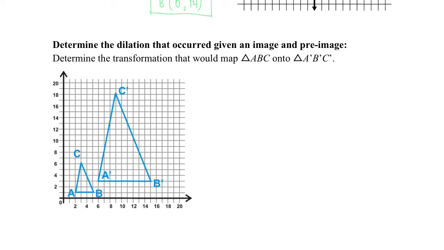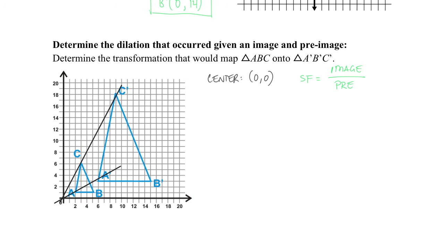So I'm going to do C and C prime. So it looks like that. That's a terrible line, forgive me. It's a little bit better. And now let's do A and A prime. So it appears that these cross at the center. So my center is 0, 0. Now to find your scale factor, you're going to take two corresponding sides, find their lengths, and do image over pre-image.